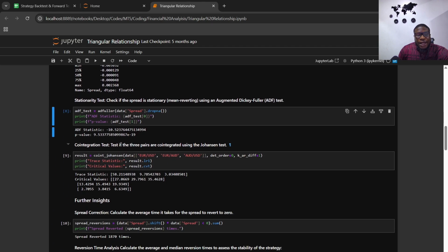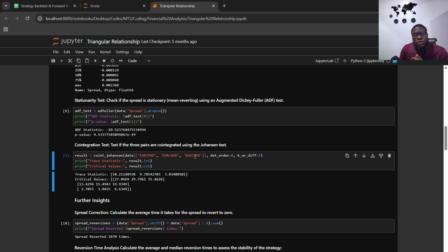Okay. And then for the co-integration test, we tested to see if these three pairs are co-integrated using Johansen's test, to check if they move together in the long term. We did that by getting the trace statistic and also the critical values. From this, we can tell that these three pairs, EUR/USD, EUR/AUD, and AUD/USD, are co-integrated. Okay, so now we know that these pairs are co-integrated, and we also know that the spread is stationary.